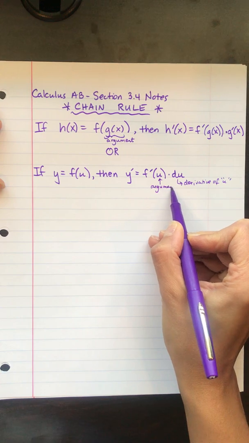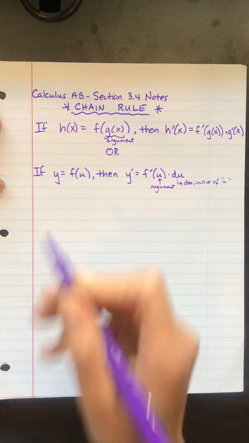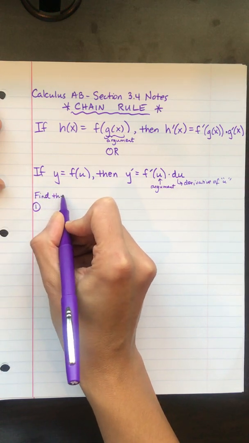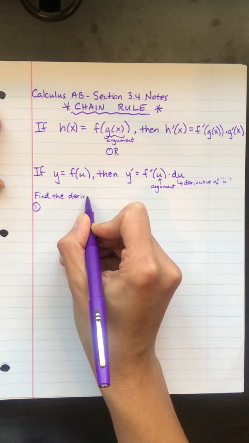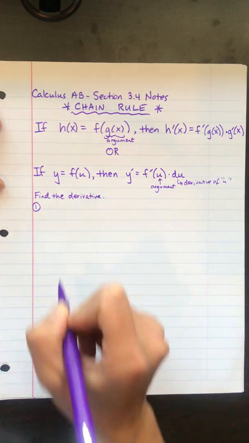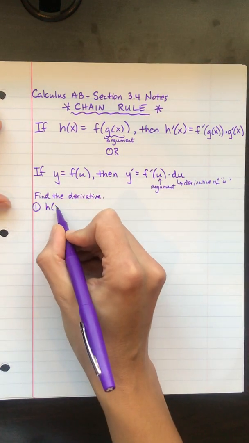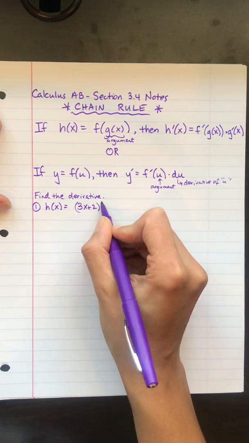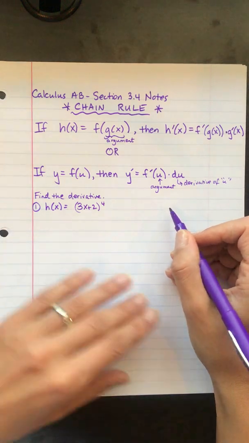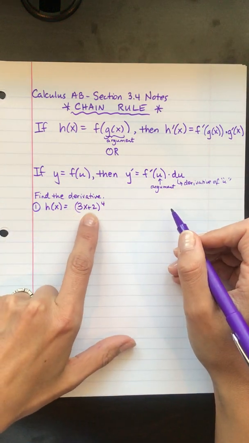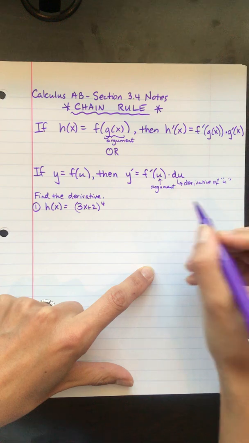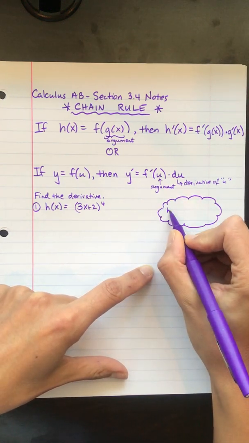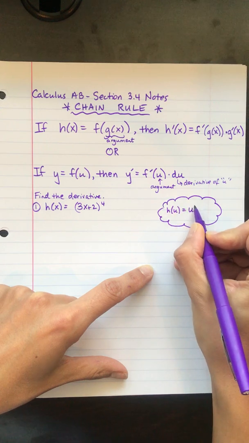So I'm going to demonstrate this with several examples. So find the derivative for each and every one of these problems. So if we begin with h of x is equal to 3x plus 2 to the fourth power, what would you do if this problem was not 3x plus 2 to the fourth power, but it was, for example, and I'll do it in this bubble here on the side, h of u is equal to u to the fourth?